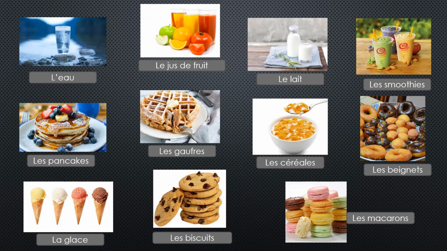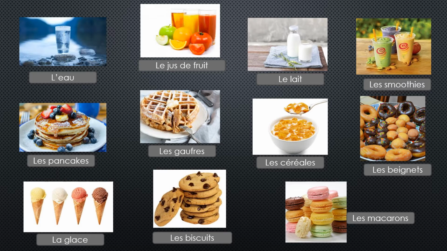All right, so let's get through these new vocabulary words. Écouter et répéter. L'eau. Le jus de fruits. Le lait. Les smoothies. Les pancakes. Les gaufres. Les céréales. Les beignets. La glace. Les biscuits.